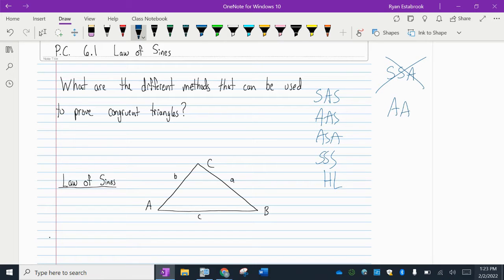Also not on this list is angle, angle, angle. That would only prove triangles are similar. They have the same shape, but one might be big, the other one might be small. So those are the 5 ways to prove triangles congruent.